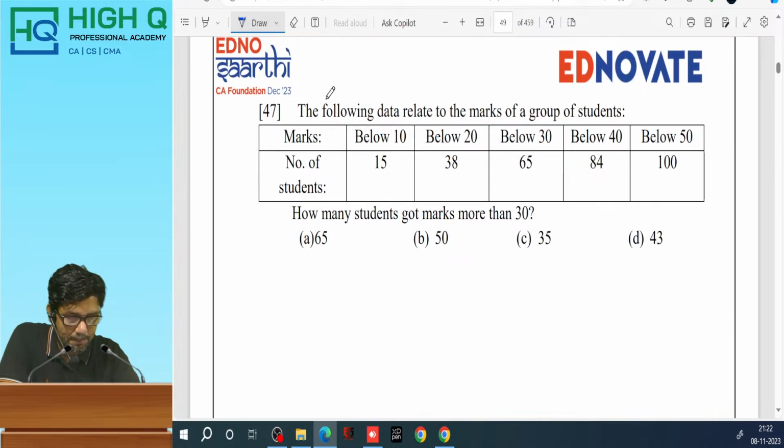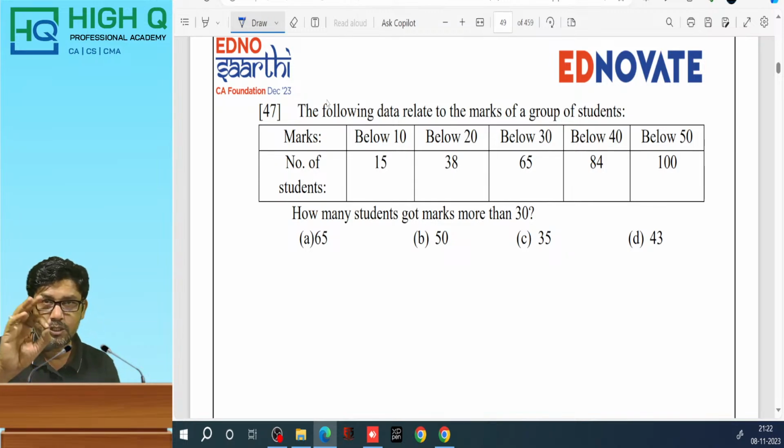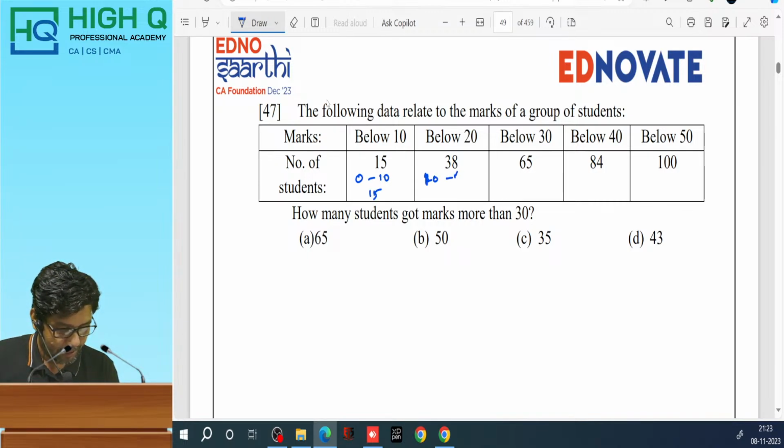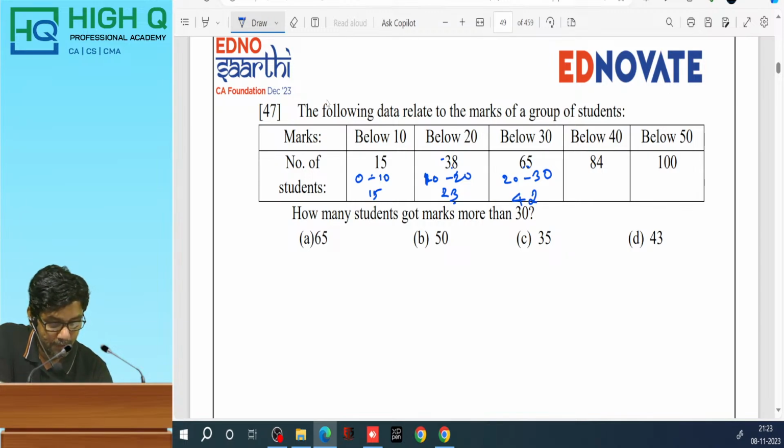The following data relate to the marks of a group of students. How many students got marks more than 30? My dear, this is a below-30 cumulative table. Listen here, this is one tricky question. For example, 0 to 10, 15. Now, 10 to 20, how many are there, my dear? 38 minus 15, 23. 20 to 30, how many are there? 65 minus 38. Oh, sorry, 65 minus 23 is 42.